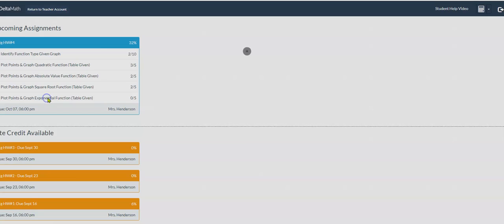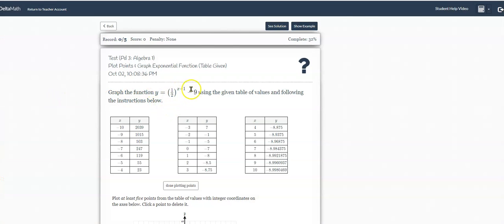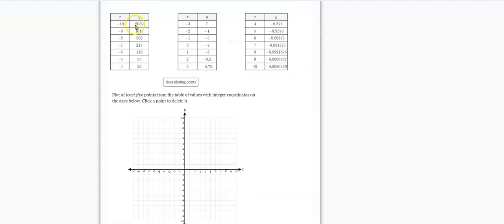Alright, the last one is exponential. Wow, look at that equation. That's crazy looking. And some of these numbers are super high. So I'm going to start here. Negative 3, 7. Negative 2, negative 1. Negative 1, negative 5. 0, negative 7. 1, negative 8. And then I can't plot the rest of these because they're decimal values.